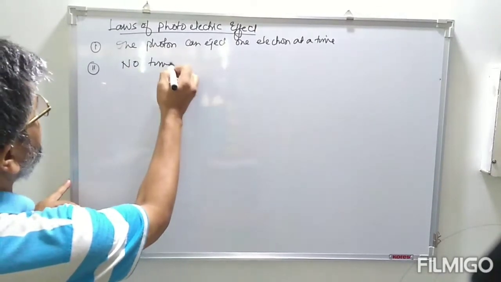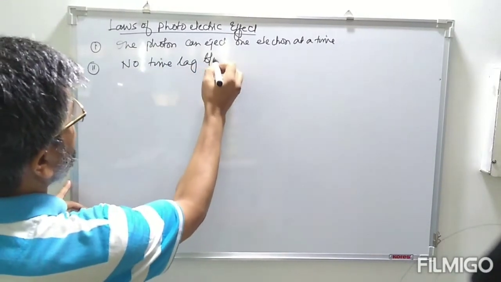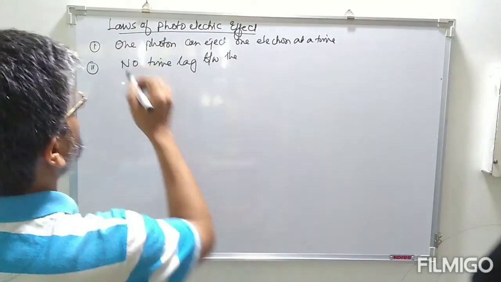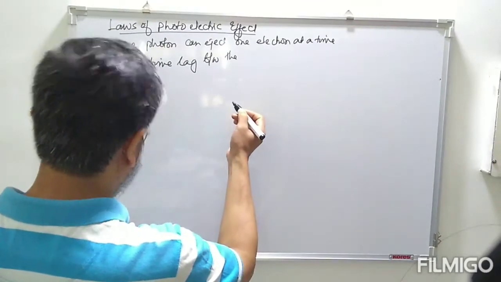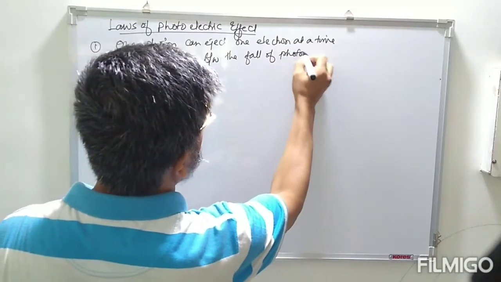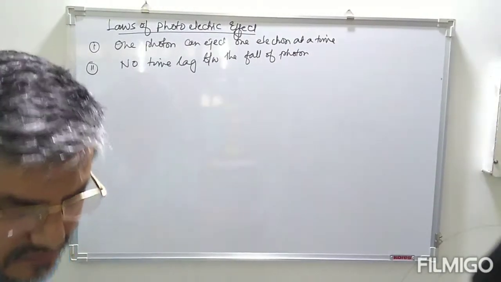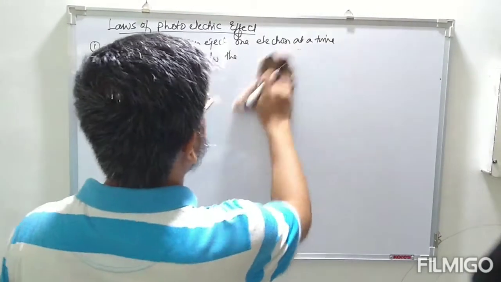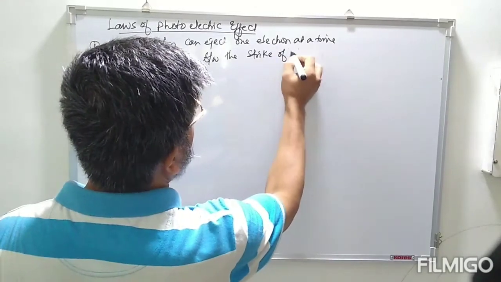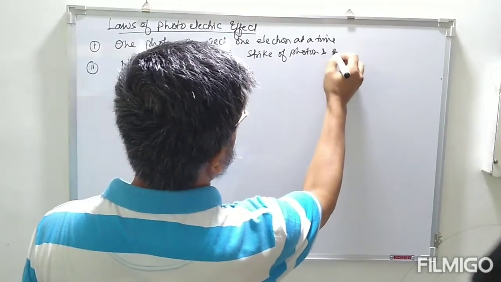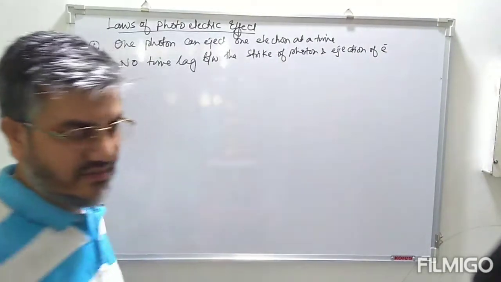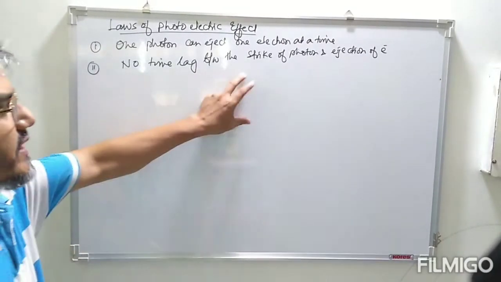So no time lag between the strike of the photon and the ejection of the electron from the surface of the metal. So there should not be a time lag.